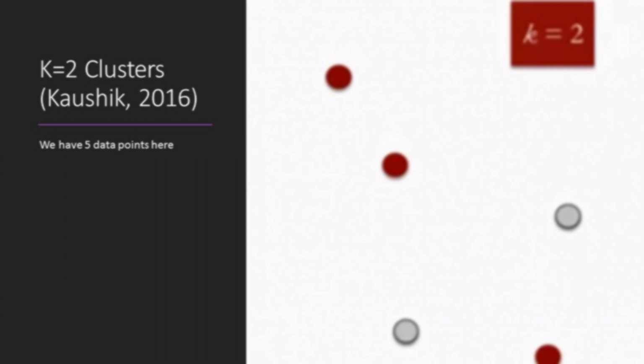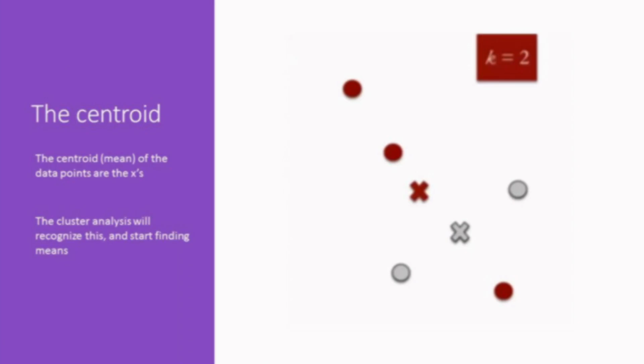Let's keep going. The centroid. So you'll notice in the last slide, we didn't have those X's on the screen. We just had data points. Centroids are means of the data points, that are the X's. So what these X's represent are the averages. So if we look at the 3 red dots, don't worry about the gray stuff, that X is the average of those 3 data points. The gray X right here is the average of those 2 data points.